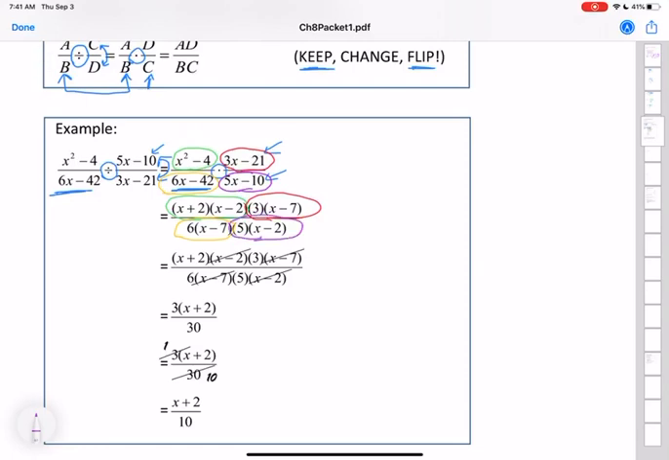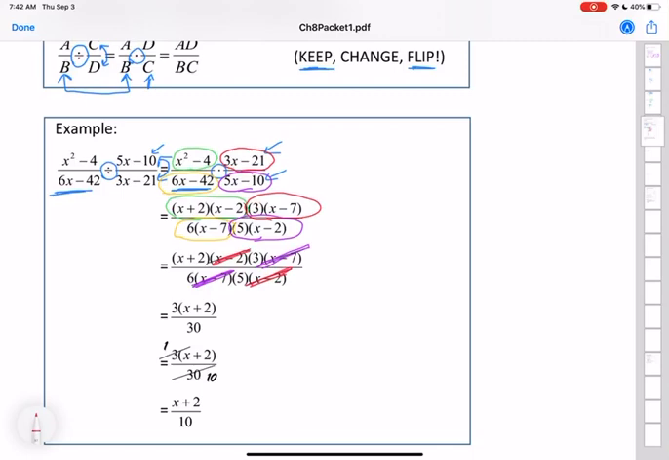Now at this point, we can go through and see what we have matching on the top and on the bottom. And we can do that because we have multiplication between each of those different parts, right? So if there was any adding and subtracting between the parentheses, we could not cross cancel like this. So we're just looking for matching parts on the top and on the bottom, and that's removing a factor of 1, right? So the x minus 7 matches with the x minus 7. And the x minus 2 matches with the x minus 2.